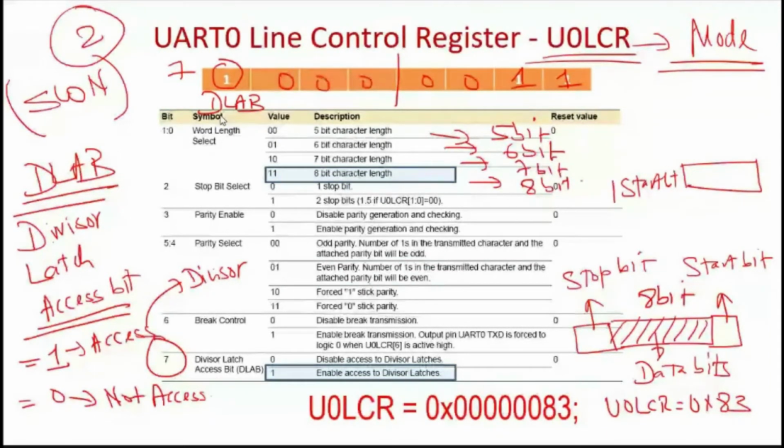What is that safe zone? It is a divisor that is used to generate baud rate. We are yet to see that. So if you want to generate baud rate, you have to access that divisor. So for that you have to set a value of 1. So you write a value of 1 and then you come out.